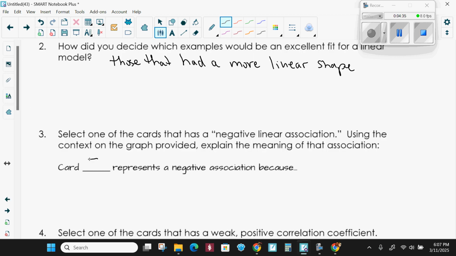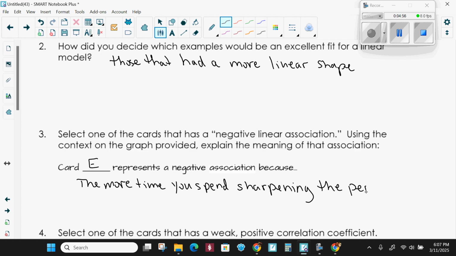So we're going to use card E, and it means that the more time you spend sharpening the pencil, the smaller the pencil becomes.